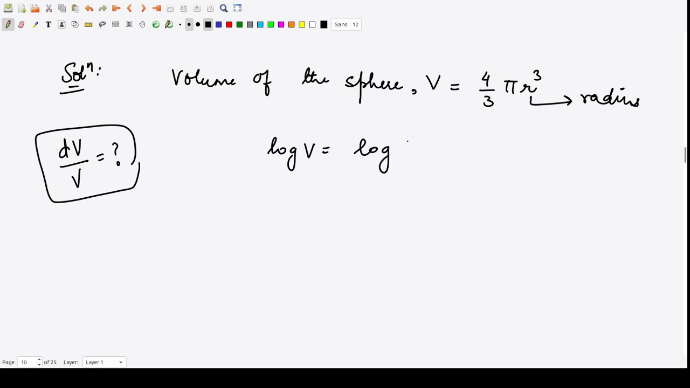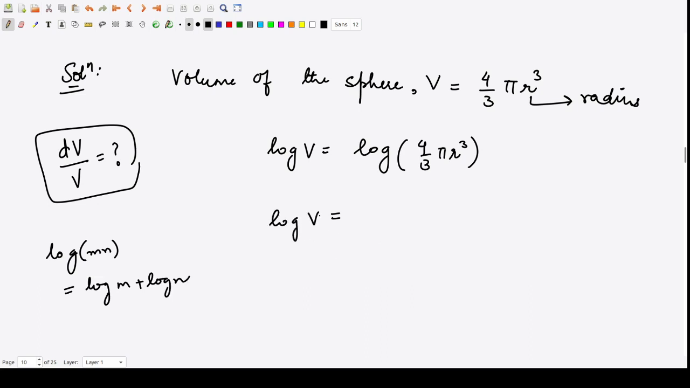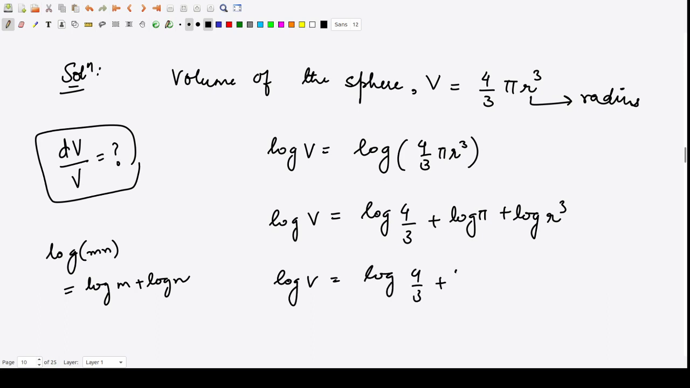So we will have log of 4 by 3 pi r cube. Now we can use the formula log of mn is equal to log of m plus log of n. So we will have log of V equal to log of 4 by 3 plus log of pi plus log of r cube, right? So here also the power could be taken out, so it would be log of V is equal to log of 4 by 3 plus log of pi plus 3 log of r.